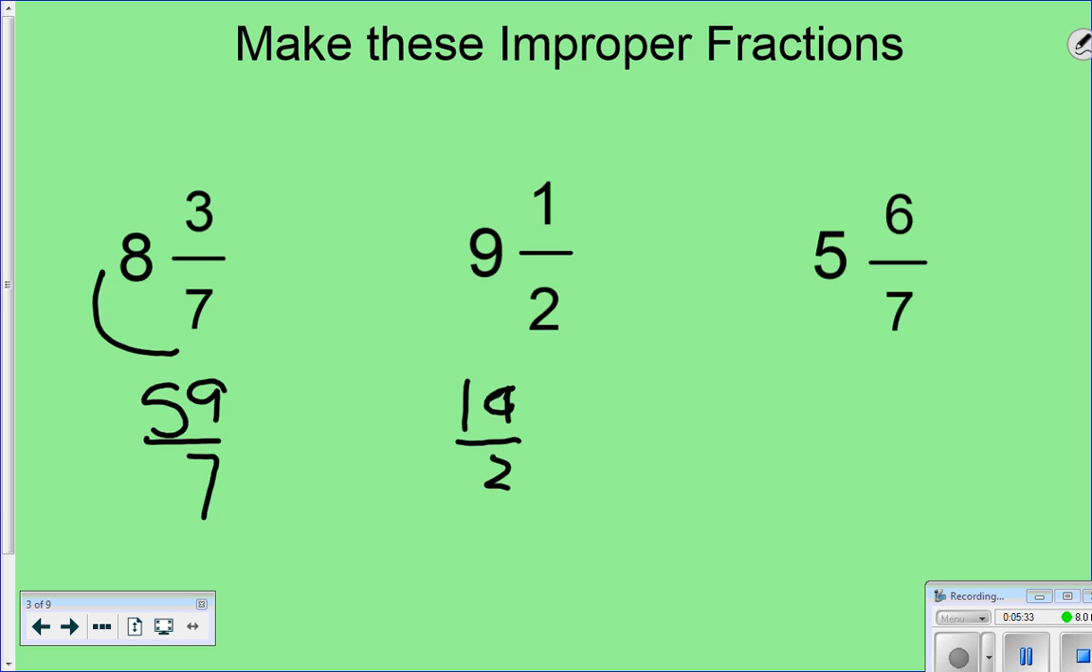35 times that, plus that 6 is 41 over 7. Any questions on how to do this? Because you might want to do this today.